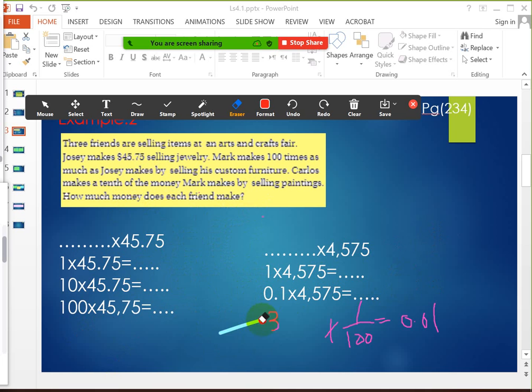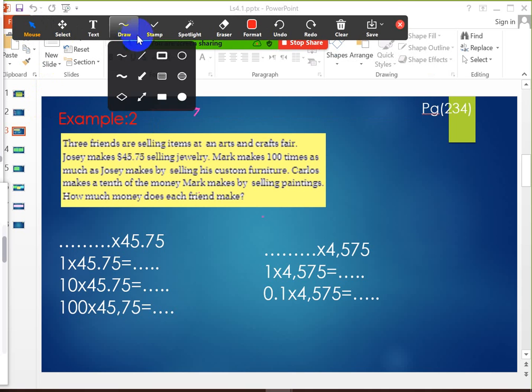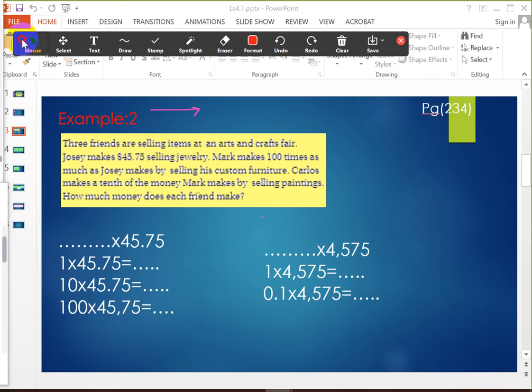So let's read this example, or this problem. Just 1 minute, girls. Okay.